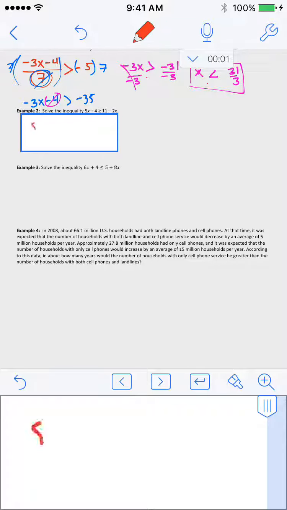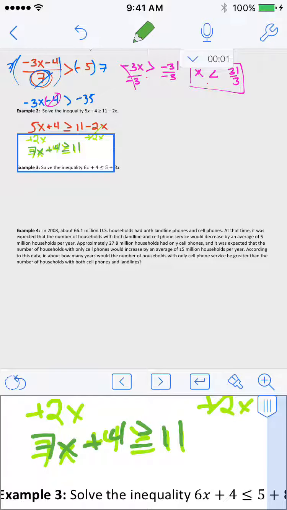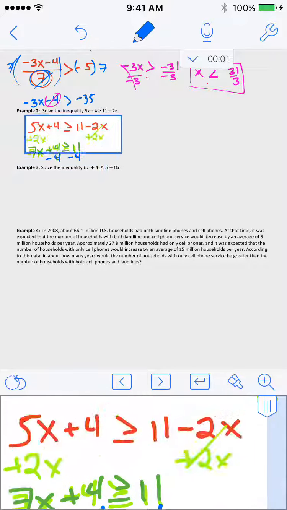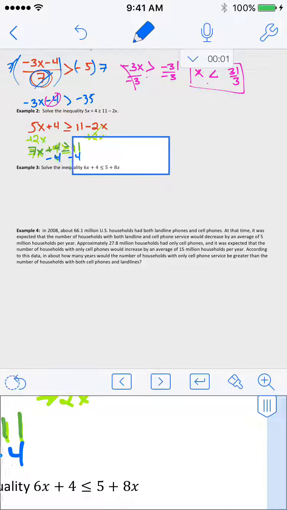It's a hideous color. Hold on one second. 7x plus 4 is greater than or equal to 11. Alright, x is conveniently on one side now. Now I will start moving things away from it as far away as I can. Minus, let's use blue, minus 4, minus 4. And I've so far added and subtracted, so I'm not worried about that inequality sign yet.